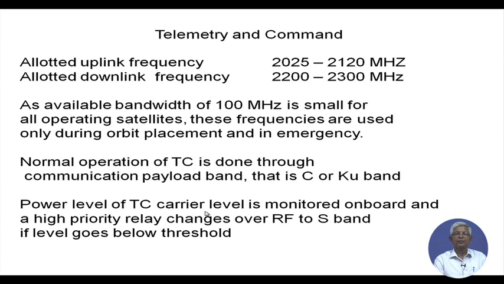Now in case of a problem, telemetry and telecommands are sometimes emergency type of things. So if the power level of the telecommand or telemetry carriers in the communication band is reduced below a certain threshold level, that is, if the power level of the TC carrier is monitored and it is below a certain threshold, then the transmitter and receiver will be switched over to the emergency band, which is listed above, that is in S band. This is generally done by most of the receivers.